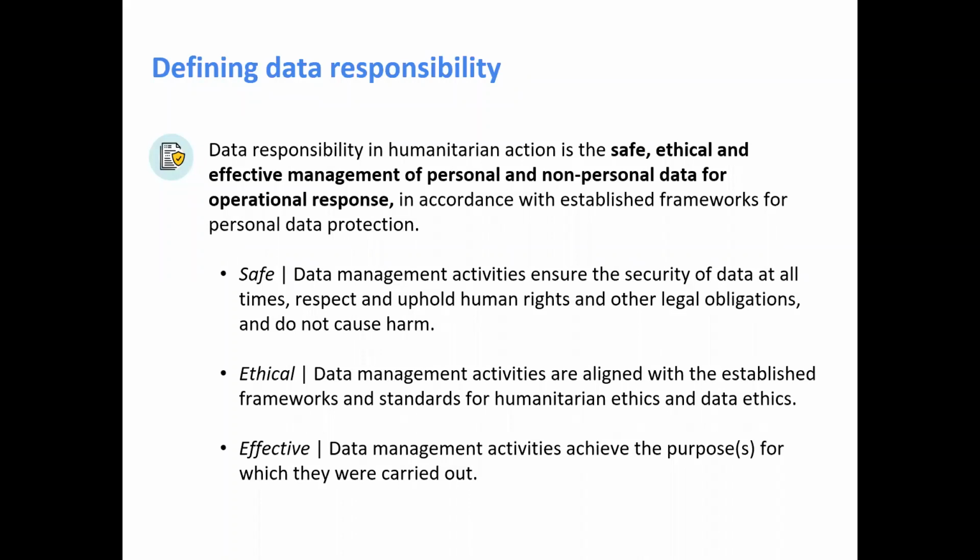So the definition also helps to clarify that data responsibility is about both personal data and non-personal data, while at the same time acknowledging that personal data is to be managed in accordance with established frameworks. It was important, of course, in the definition of data responsibility to preserve the specific realm of rules and laws that regulate the processing of personal data specifically.